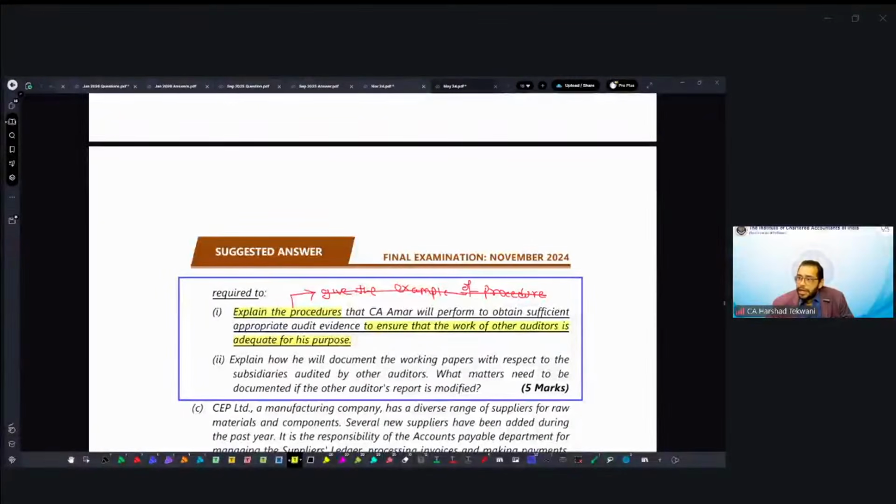Otherwise, it will be a scenario where none of the auditors will be aware of what they are required to do, and they will do their audit on their own, and at the end the audit that has been done by them will not be sufficient for you. Okay, very important, this is known as the group instructions. Any doubt?